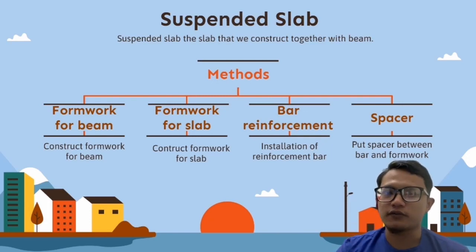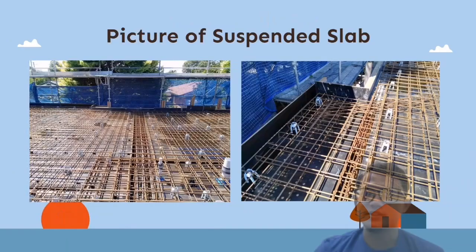And then install the bar reinforcement together at one time, and then the spacer. Don't forget the spacer, because to avoid every structure, they want the concrete cover to need a spacer, to avoid honeycomb. Here is a suspended slab.